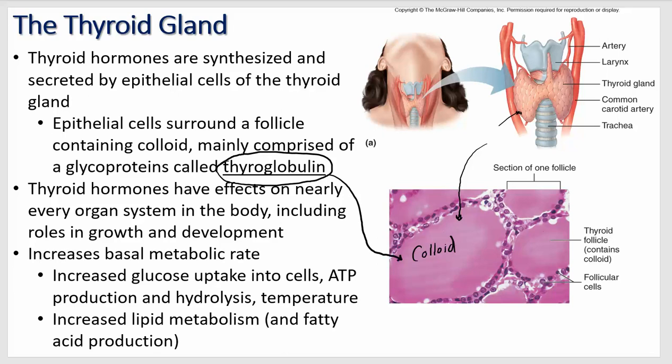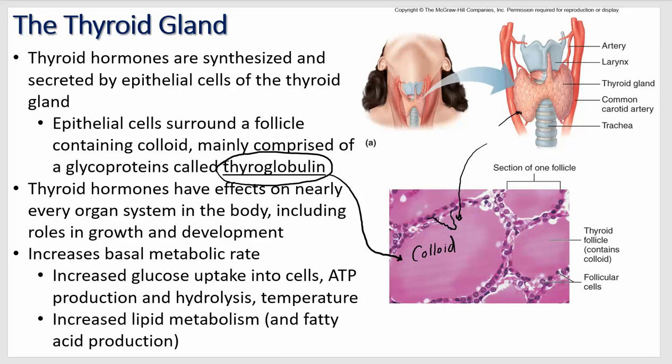So that's in here. The thyroglobulin we're going to see is made in these epithelial cells, and then it moves out here, and that's where the thyroid hormone is made, and then it moves back in, and then it's released to the bloodstream after that. So these epithelial cells surround that follicle containing colloid, which is comprised of that thyroglobulin.